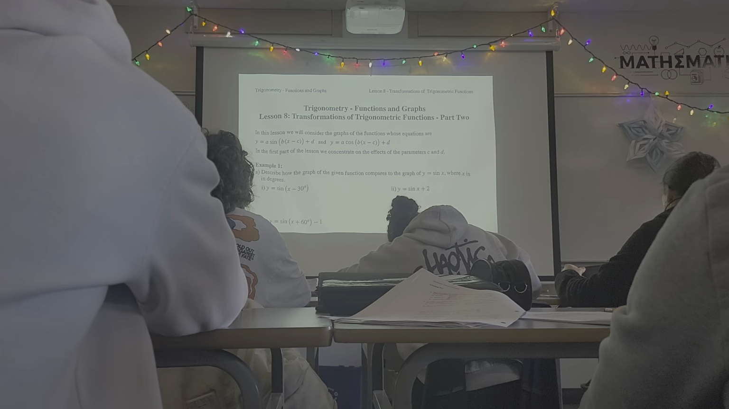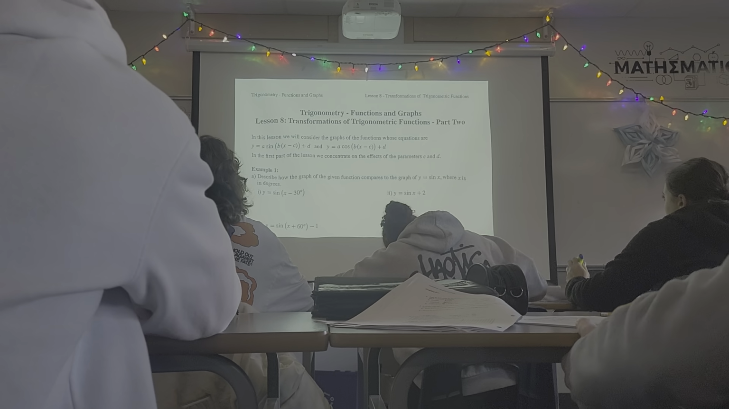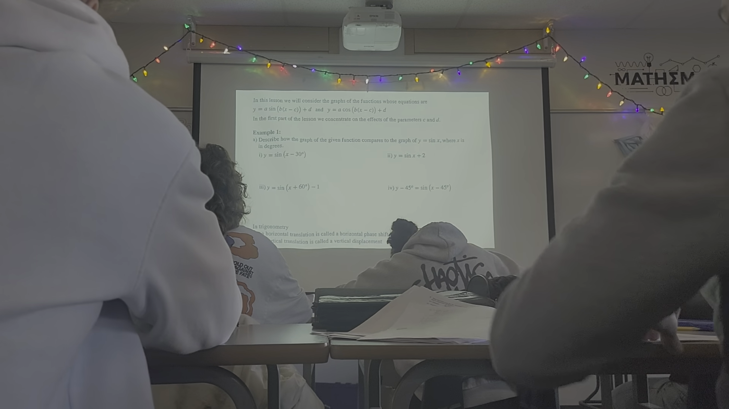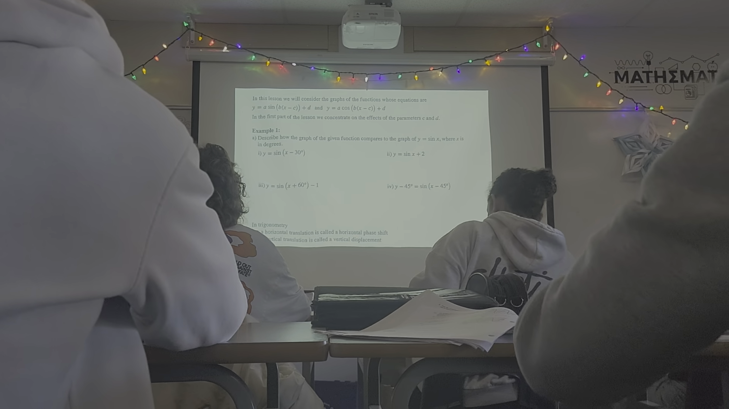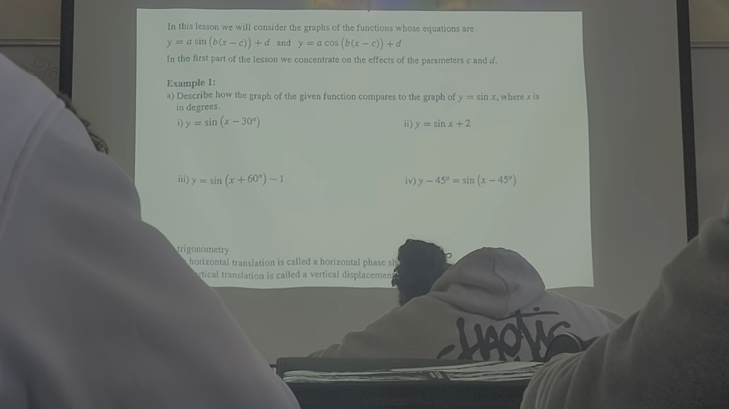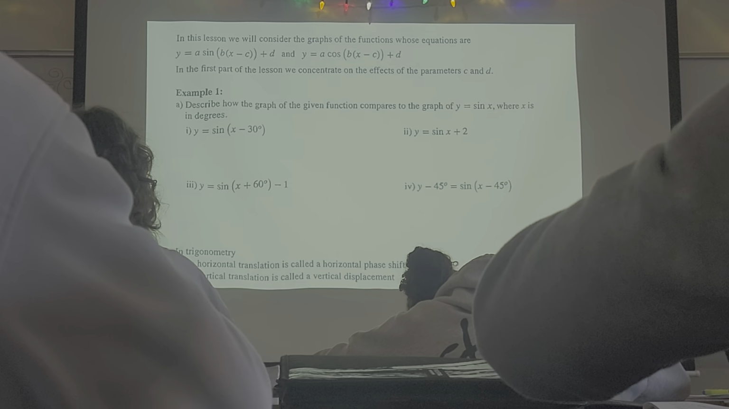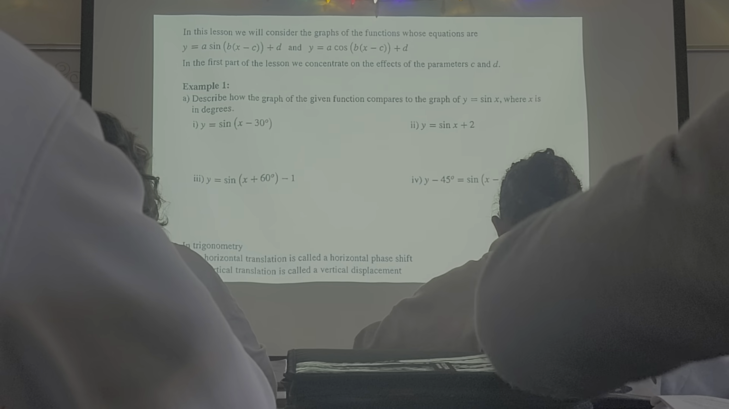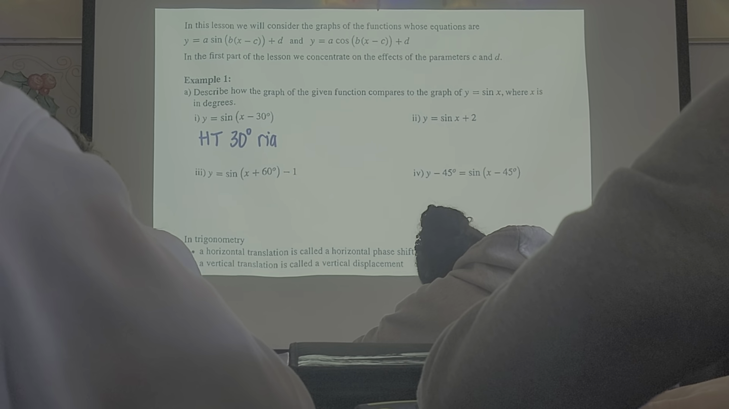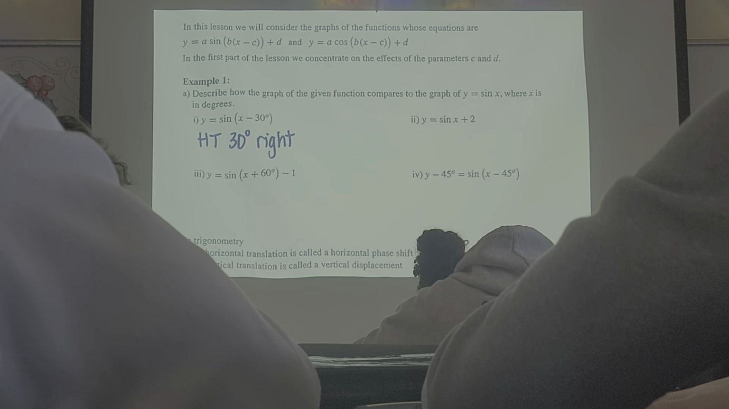Okay, we are doing horizontal and vertical. So we're gonna do some describing like we did from our transformation unit, and then we're gonna apply it to trig. So let's describe these, horizontal, vertical, and where we're going. If I have sine and then x minus 30, what translation is that? Good. Horizontal translation, 30 degrees right. So x minus 30, 30 degrees to the right.